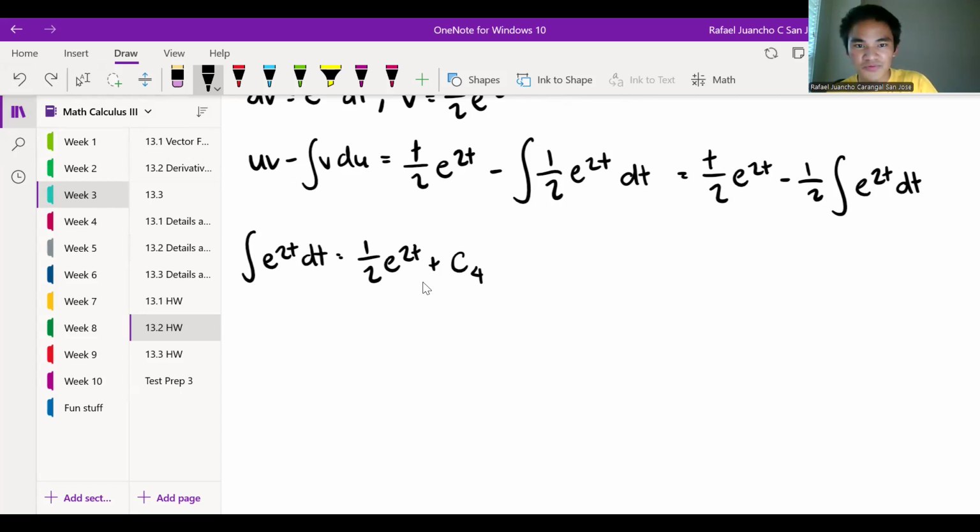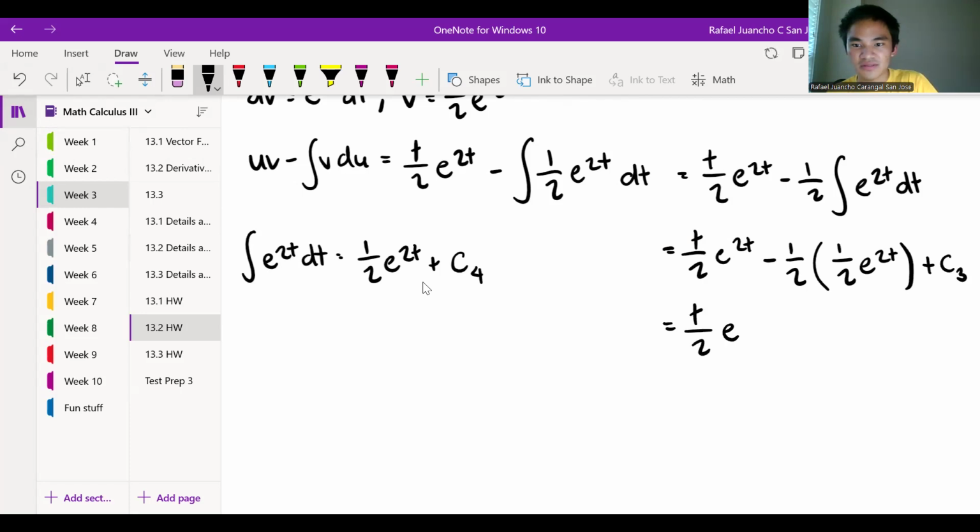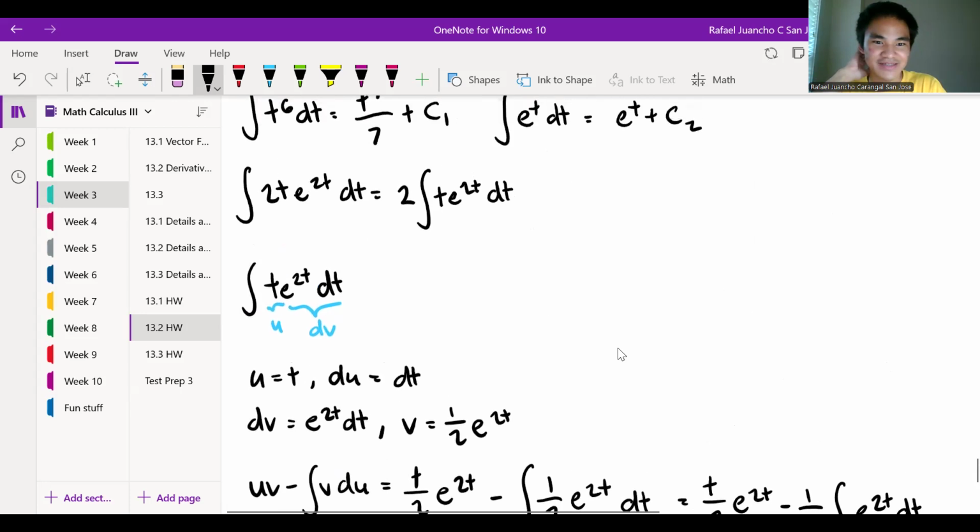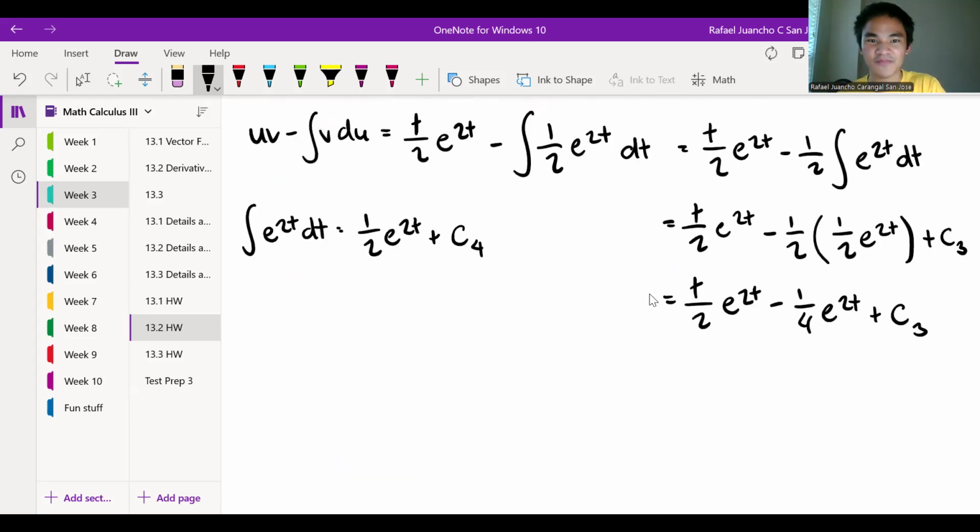So here we have t over 2 e to the 2t minus 1/2 of this thing, e to the 2t over 2, which gives 1/4, plus some constant, let's say c3. How many times have I said t? And there we go. Whew. So that was a long peel of derivatives.